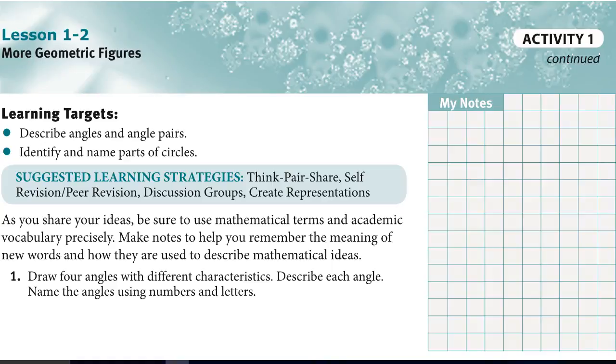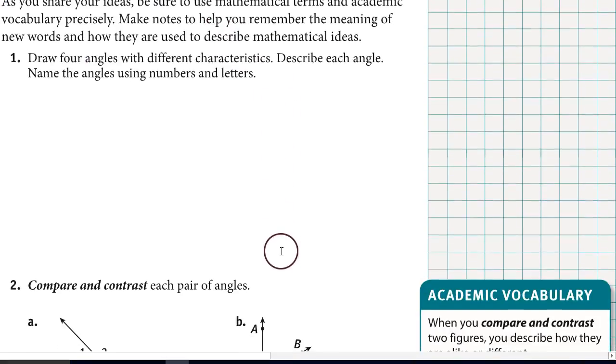This video is for lesson 1-2, more geometric figures. In this lesson, we're going to work some more with angles and angle pairs and identify and name parts of circles. Question 1. Draw 4 angles with different characteristics, describe each angle, and name the angles using numbers and letters.